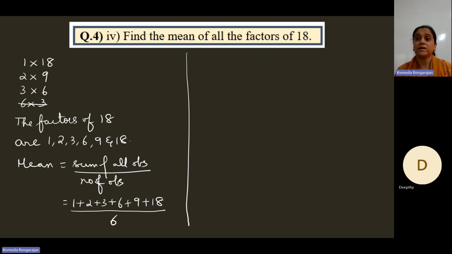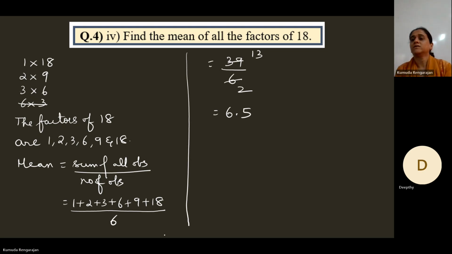So that is equal to 39 by 6, right? And in the tables of 3, 3 twos are 6, 3 thirteens are 39. So 13 by 2, which is 6.5, correct? That's what you said, right? Very good. Yeah, 6.5, correct. Got it?